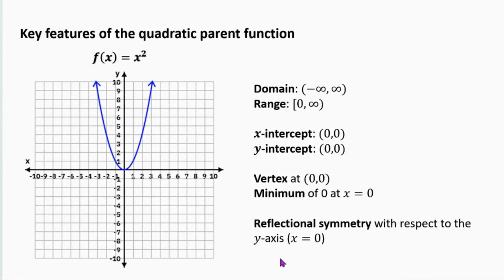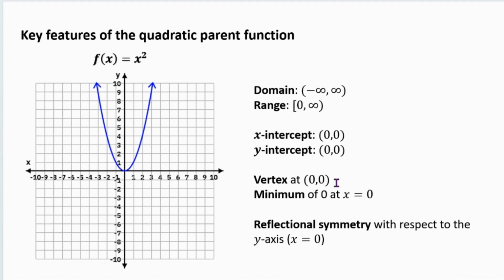So here's the quadratic parent function. This information is also already filled in for you because I know you learned about this in Algebra 1. It has a domain of all real numbers, and the range starts at 0 because 0 is the lowest y value, and then it includes all y values up to positive infinity. It intersects the x and y axes at 0, 0.